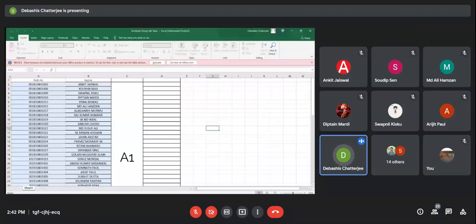So you have to design a 3-phase induction machine. Let's say 110 volt line to line voltage, 50 hertz.